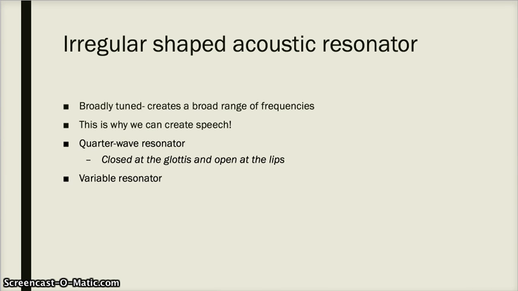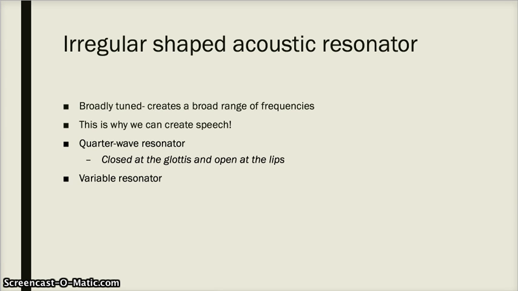So we have an irregular shaped acoustic resonator, which means it is broadly tuned, creating a broad range of frequencies. So that's why we can say all of the different sounds that we can say to create speech. We have what is also called a quarter wave resonator, which is closed at the glottis and open at the lips, closed at one end and open at the other. And this also means that the lowest resonating frequency resonates at a wavelength 4 times its length.